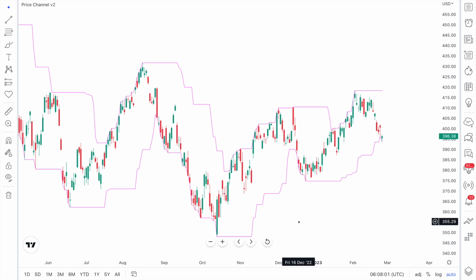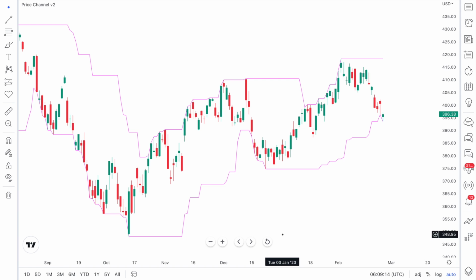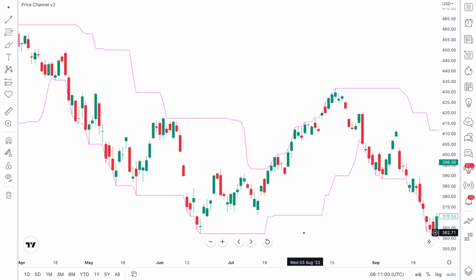Now that we have it set up, let's talk about how to use this indicator. The biggest advantage to this indicator is being able to see clearly when the price has broken out of a consolidation area. Let's take a look at a few examples to see exactly what I mean. Take a look at the middle of my screen here. Here we have clearly an area of consolidation on the SPY chart.